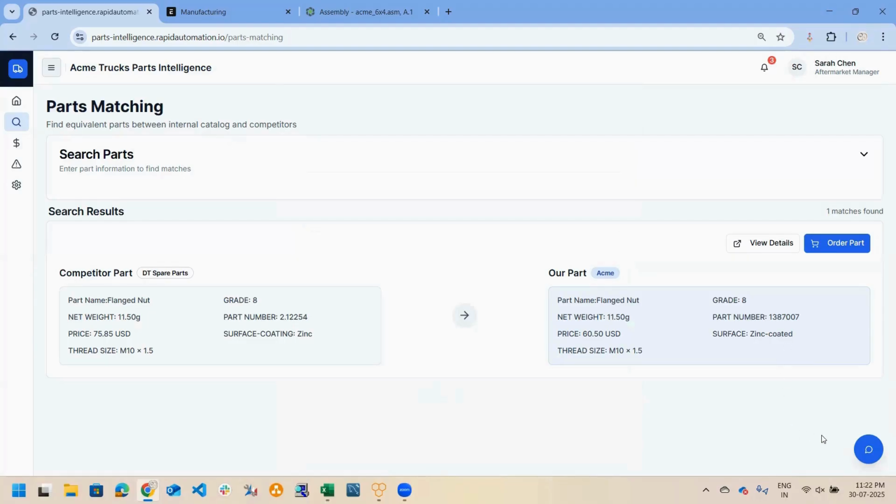So with the matching done and the data brought up here, the part matching results screen gives me a side-by-side comparison of one of our parts that match the competitive part in description and function. Here on the screen, our part is reflected on the right-hand side of the screen, and the competitive part is on the left-hand side of the screen.